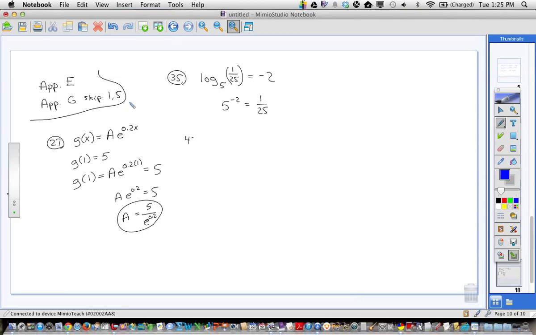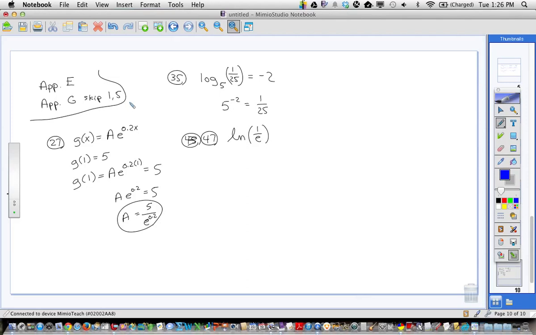Okay, next one I want to do is 45. Oh, we did that one already. Let's do 47. ln of 1 over e. They want you to simplify this, basically. The directions say, use properties of exponentials and logs to evaluate the expression exactly. Basically, they mean to simplify it.